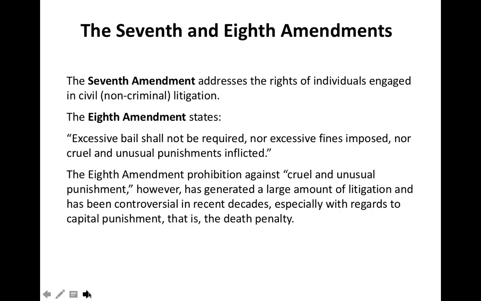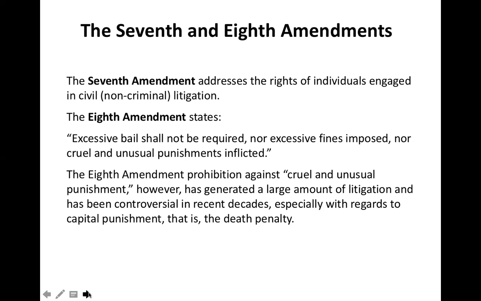So then we have the Seventh and Eighth Amendments. The Seventh Amendment, like I said, deals with civil, non-criminal litigation. You do have a right to a jury trial. That is something that has been kind of always under fire in Riverside County. We have that beautiful historic courthouse in downtown Riverside for civil cases. And, for a time, it was actually being used for criminal cases because we had so many criminal cases on a backlog.